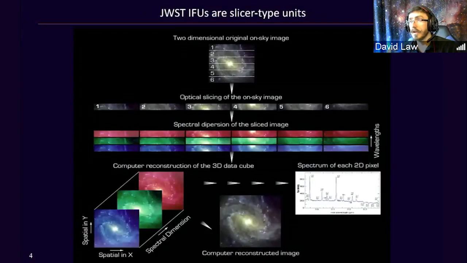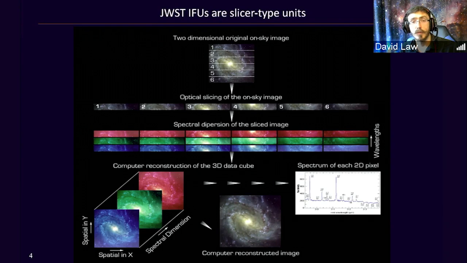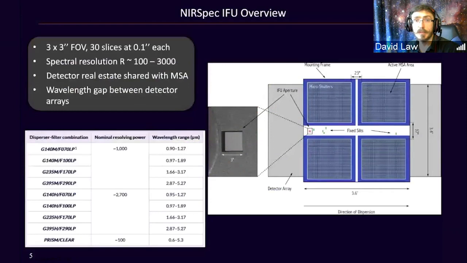The two JWST IFUs are slicer-type units. That means they divide the image on the sky up with optical slices, which you can think of like lots of slits all adjacent to each other on the image. Each slit reformats the image on the sky and disperses it separately onto the detector. You can then stitch these together in the JWST pipeline software to reconstruct a three-dimensional data cube, with 2 spatial axes and 1 spectral axis, so you can plot the spectrum of each individual region within that cube. For the NIRSpec IFU, this is a 3x3 arcsecond field of view.